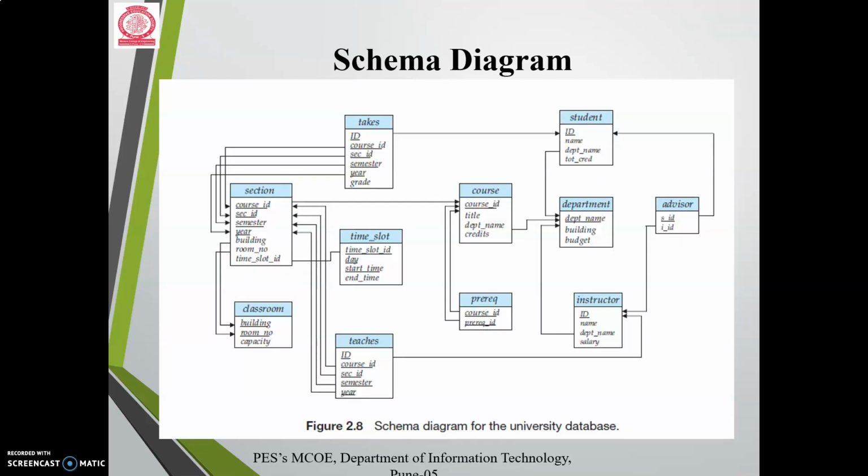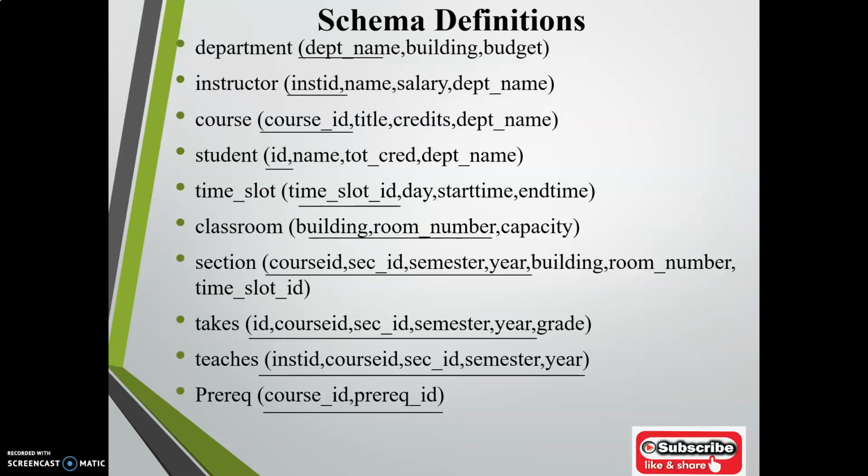Once the ER diagram is clear, once the schema diagram is clear, definitely we all can write schema definitions. Schema definition is nothing but the name of the table, and in brackets we have to write the attributes which that table has, and primary key constraints are also shown. So department is the first table which is to be created. So department name is the primary key, building, budget, these are the rest of the attributes of the department table.